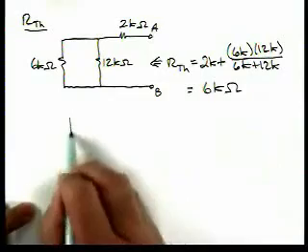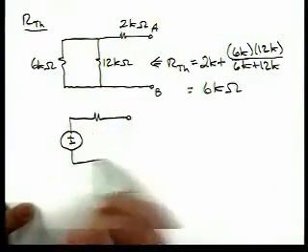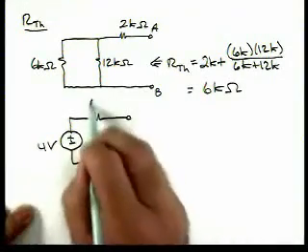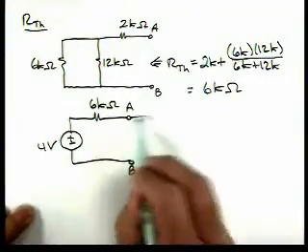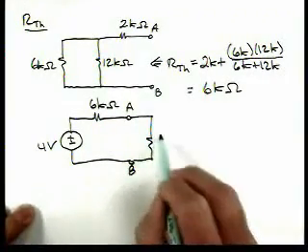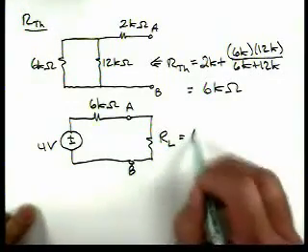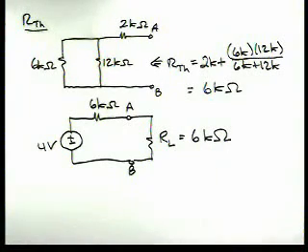So our Thevenin equivalent circuit then is a 4 volt source and a 6 kiloohm resistor. Now we're going to hook up our resistance RL. For maximum power transfer, RL equals 6 kiloohms. Okay, so for maximum power transfer, RL should be set equal to R Thevenin.